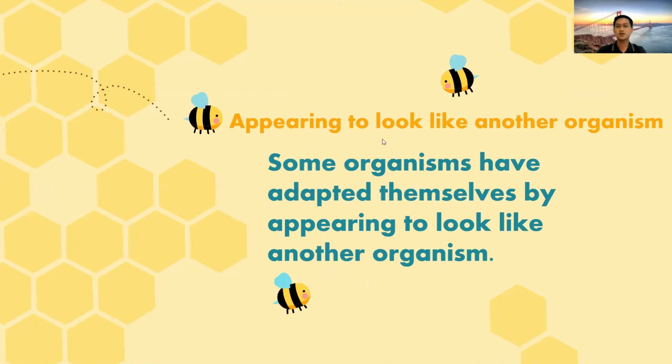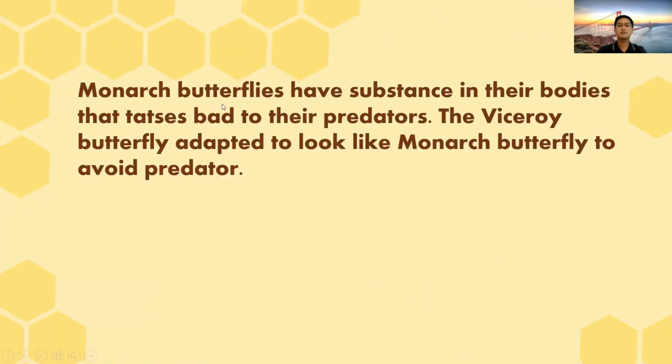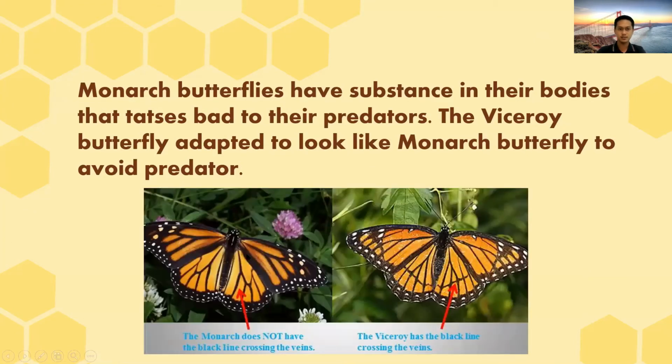Next, appearing to look like another organism. Some organisms have adapted themselves by appearing to look like another organism. For example, monarch butterflies have substances in their bodies that taste bad to their predators. The viceroy butterfly adapted to look like the monarch butterfly to avoid predators. So here is the picture. This is the original monarch butterfly. The monarch does not have a black line crossing the veins. And this is the one imitating the monarch butterfly so that predators will not eat them.